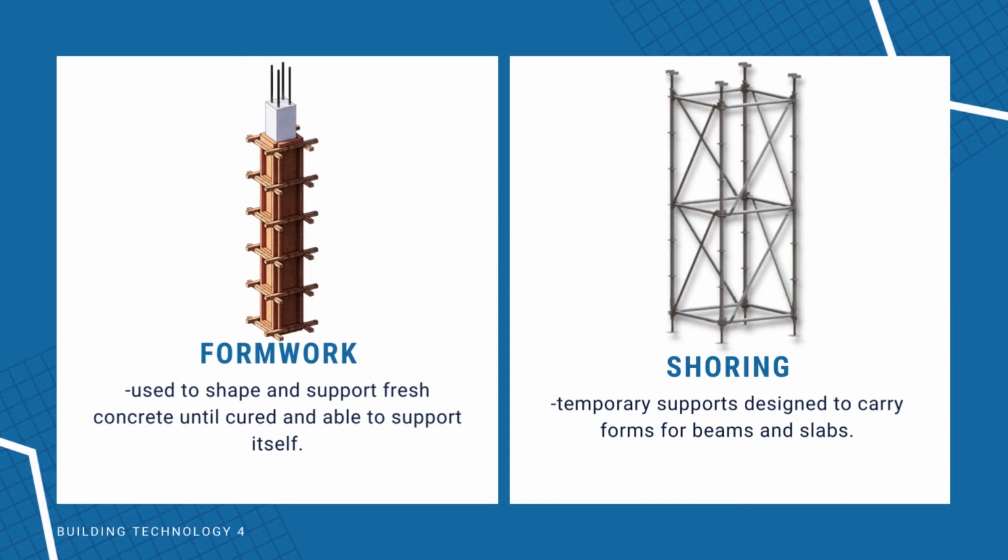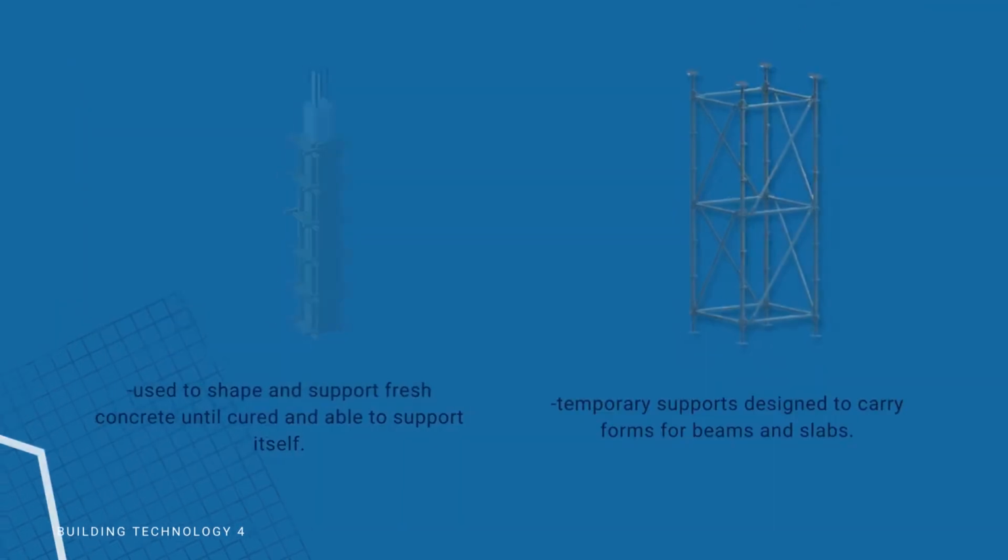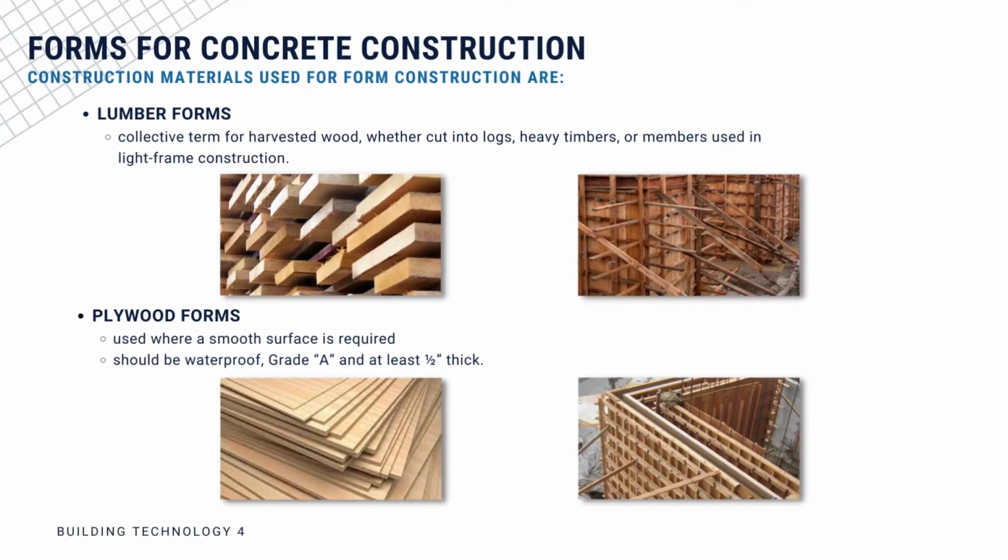So next is shoring. Shoring is temporary support designed to carry forms for beams and slabs. So, shoring is a temporary structure ginagamit to prevent the collapse of the main structure under construction. So, for example, to relieve the load on a masonry wall while it is repaired or reinforced. So, we have forms for concrete construction. So, these are the construction materials used for form construction.